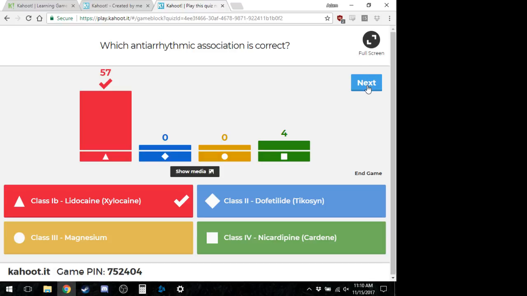Yep. Good. How about sotalol? What does that fit into? That's actually class 3. Even though it's a beta blocker, it has potassium channel blocking abilities. So we don't use it as a typical antihypertensive or for MI, but we use it as an antiarrhythmic typically. So that's kind of one of the one-offs.